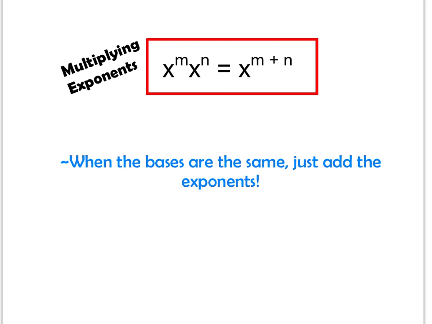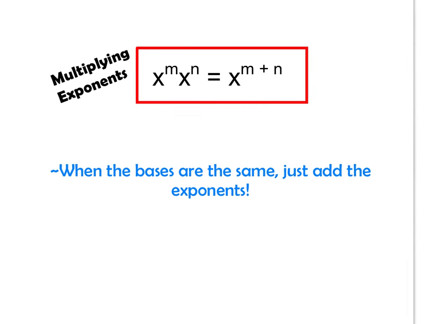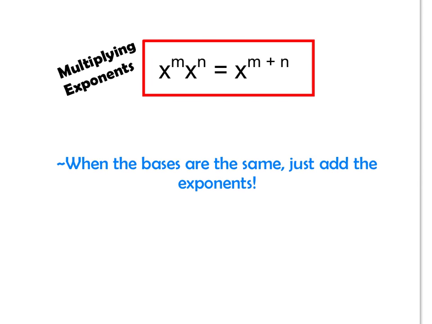So when multiplying exponents, the important thing to remember is that the rule says that when you multiply them, if you have the same bases, all you need to do is add the exponents. So see up here how I have x, which is the same base in both of these. That means that the exponents, whatever the numbers are, in this case we just have m and n to represent numbers, all I need to do is add the exponents, m plus n, and I keep that base the same.